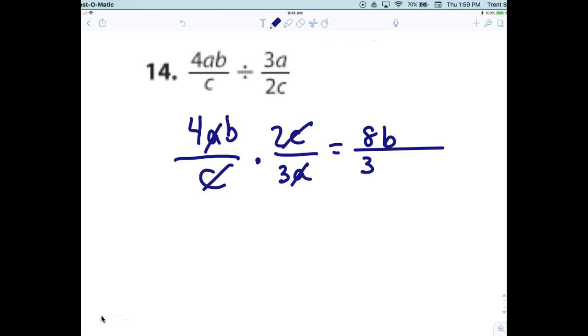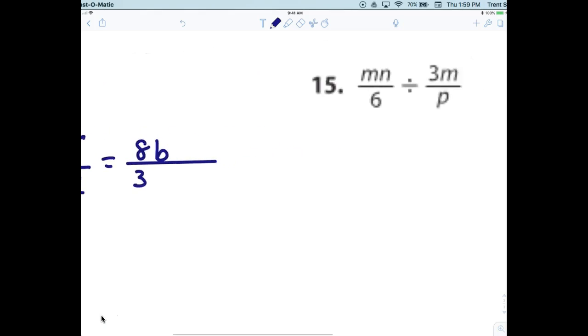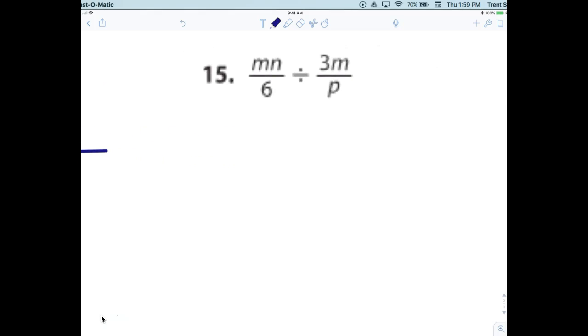What's the matter? Come on, tell me. Did you see me cross out the letters? Is that what you're confused about? You understand that, right? Remember, if there's a letter on the top and a letter on the bottom, cross it out. Okay, that's it. All right, Aiden, I want you to help me out with 15. I want you to write it in the order I write it.